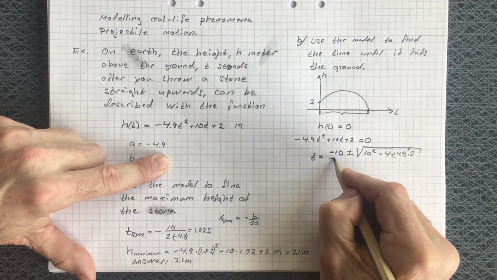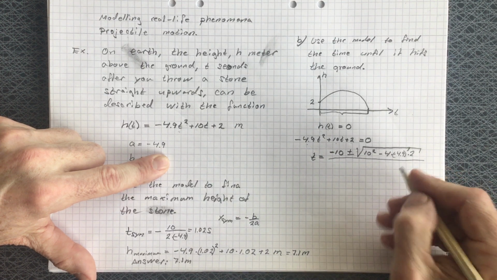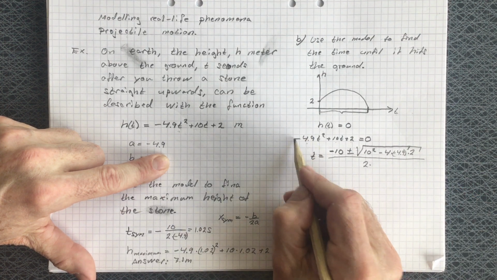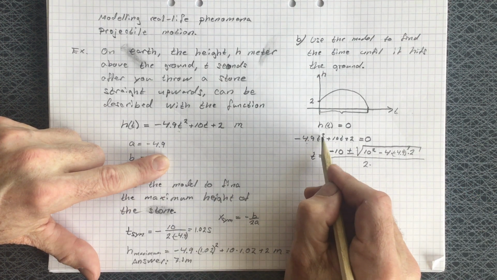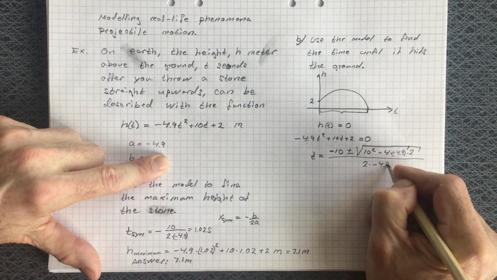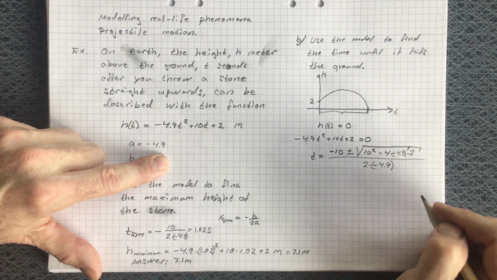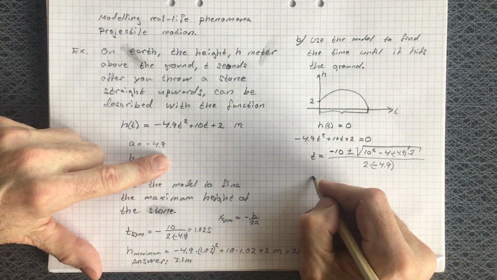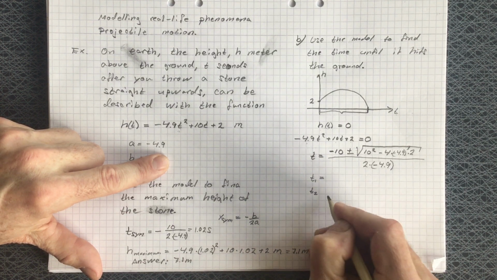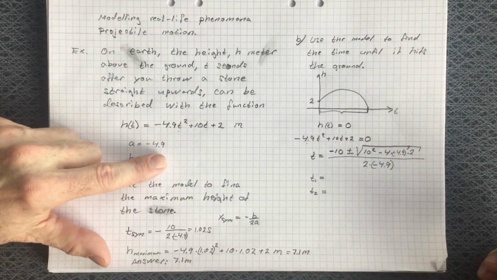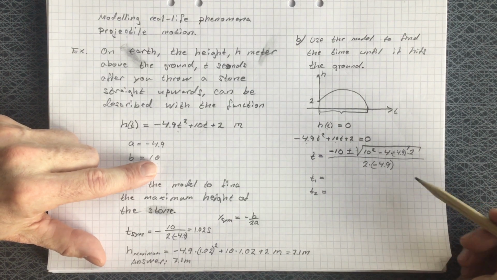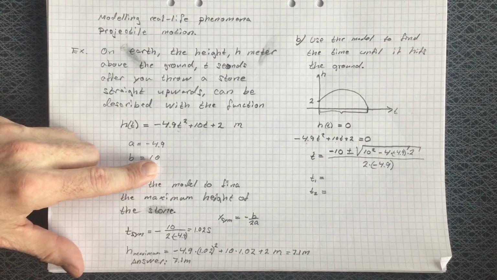And then we have to divide with 2 times the constant a, the constant before the second degree term, that is minus 4.9. Okay, so we will have two answers, T1 and T2. Now you can use your calculator to try to calculate this value. So take a pause from this video, do it, and then you start it when you're done and see if you have done it correct. Then I will show you.